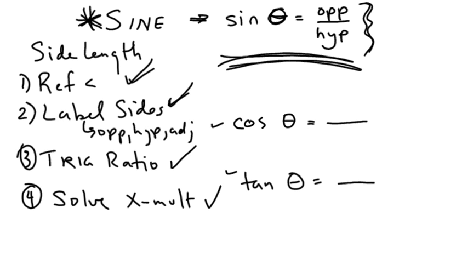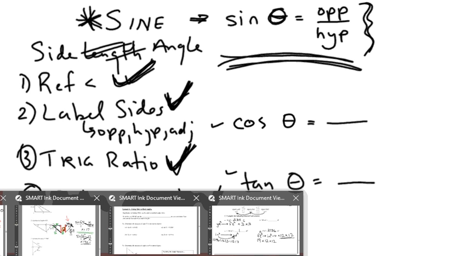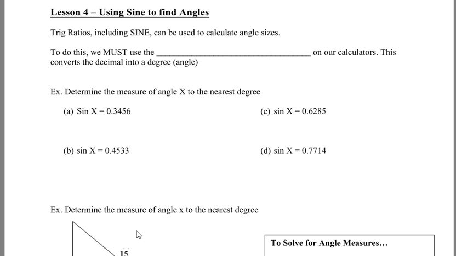Today, we're going to find angle sizes. And the great thing about finding angle sizes, well, we're going to need to identify the reference angle to start. We're going to need to label our sides after that. We're going to need to set up the trig ratio. But we're not going to cross multiply anymore. This is where things will change a bit, but the process is very, very similar. So here we go. Lesson 4.